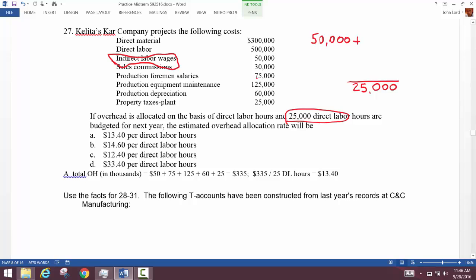Plus, got to get the foreman. Foreman is also indirect labor, isn't it? But they're just calling it out separately here. 75,000, good. How about these maintenance people? Okay, good. Got to pick that up. 125, right? They run around from machine to machine, so we can't really trace them directly to any one job. Good. How about the depreciation? Nice. Got to pick that up. How about the property taxes? Good. Got to get that.